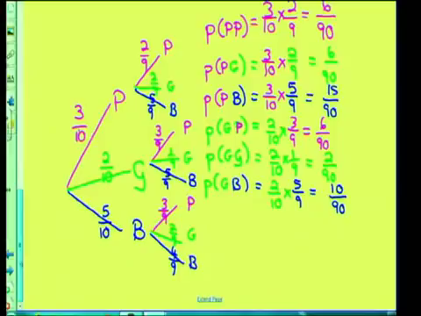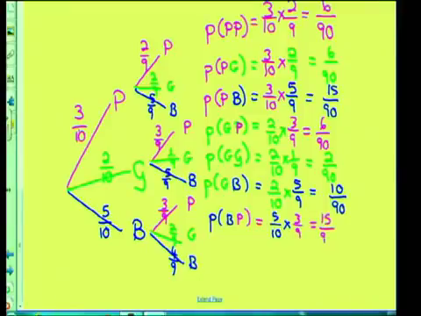Right, now we're going to the last little arm, where we had the probability of drawing a blue and then a pink. Well, the probability of the blue was 5 10ths times the probability of the pink, which was 3 9ths, which is going to be 15 90ths. Right, then we have the probability of a blue with a green, which is equal to the probability of the blue, 5 10ths, and the green is 2 9ths. So that's going to give me 10 90ths.